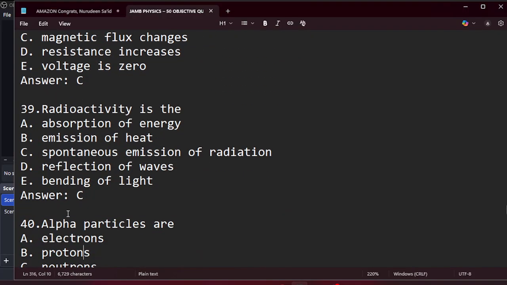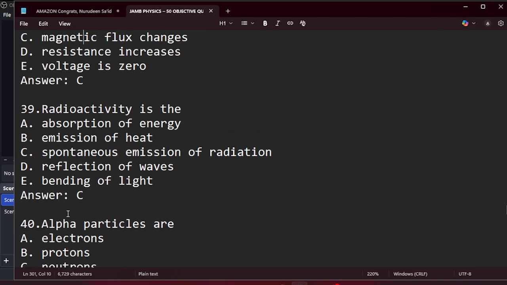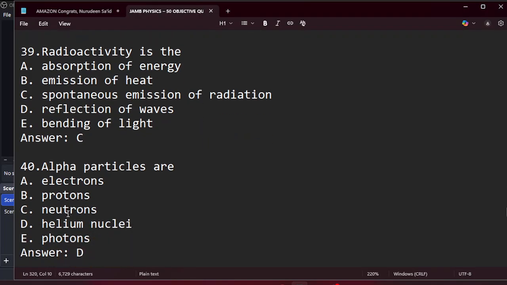Question number 39. Radioactivity is the A, absorption of energy, B, emission of heat, C, spontaneous emission of radiation, D, reflection of waves, E, bending of light. The answer is spontaneous emission of radiation, which is C.